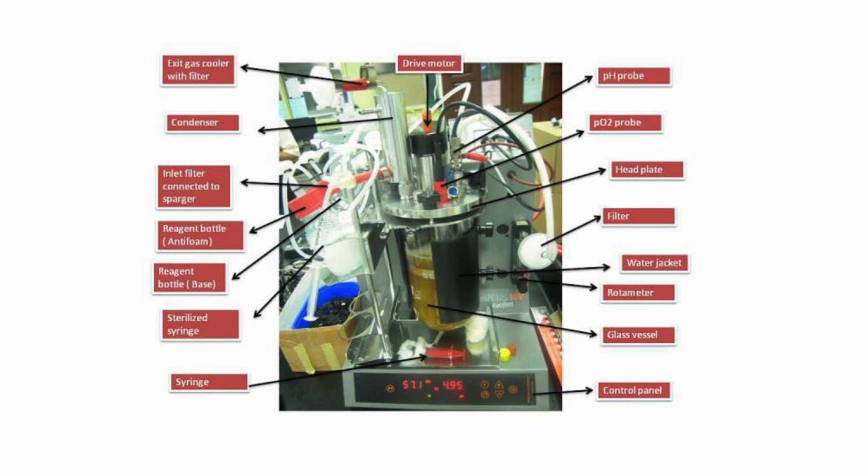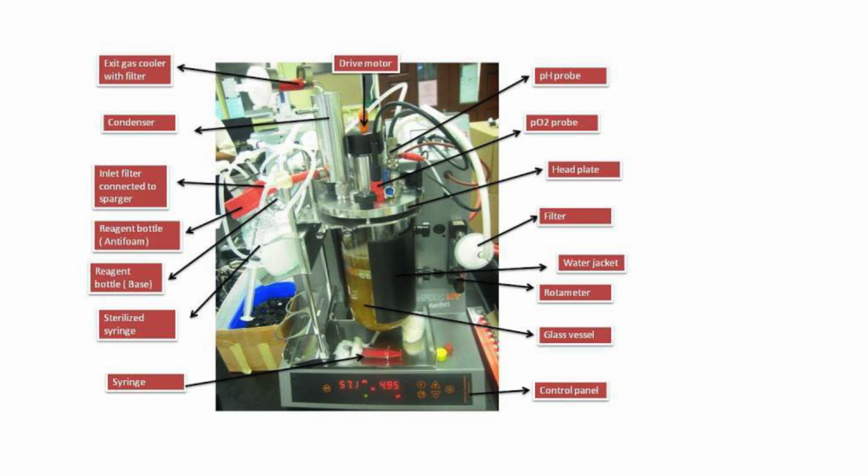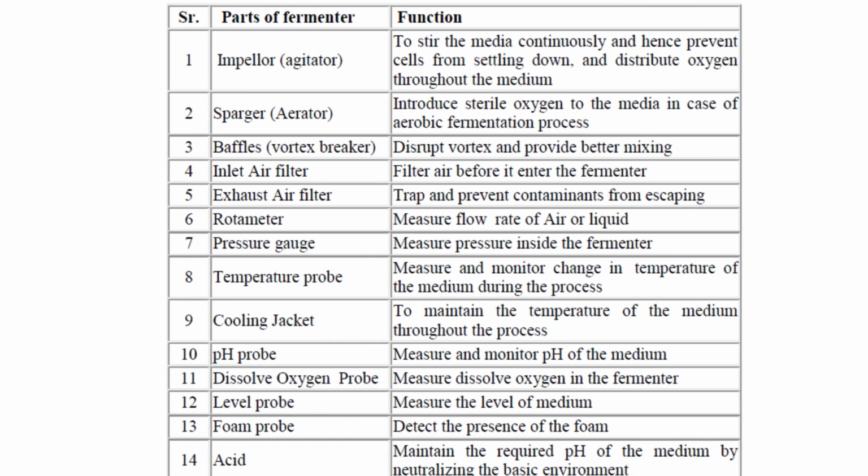Main parts and functions. Next, we'll explore the main parts of a fermenter and their functions. The impeller or agitator stirs the media continuously to prevent cells from settling and distributes oxygen. The sparger or aerator introduces sterile oxygen into the media in aerobic processes. Baffles act as vortex breakers, disrupting swirls for better mixing. The inlet air filter sterilizes air before it enters, while the exhaust air filter traps contaminants.